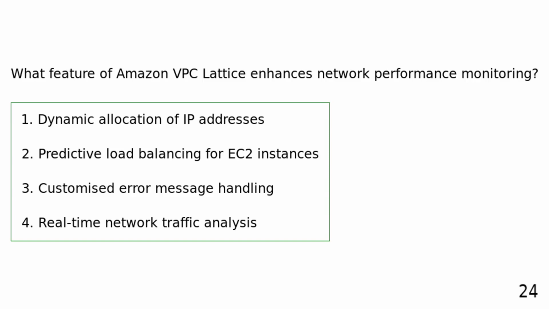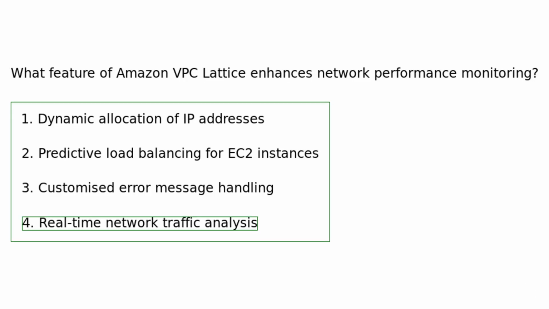What feature of Amazon VPC Lattice enhances network performance monitoring? Dynamic allocation of IP addresses. Predictive load balancing for EC2 instances. Customized error message handling. Real-time network traffic analysis. Amazon VPC Lattice offers real-time network traffic analysis as a feature to enhance network performance monitoring, allowing users to monitor and analyze the flow of data within their VPC architecture for optimization and troubleshooting purposes.